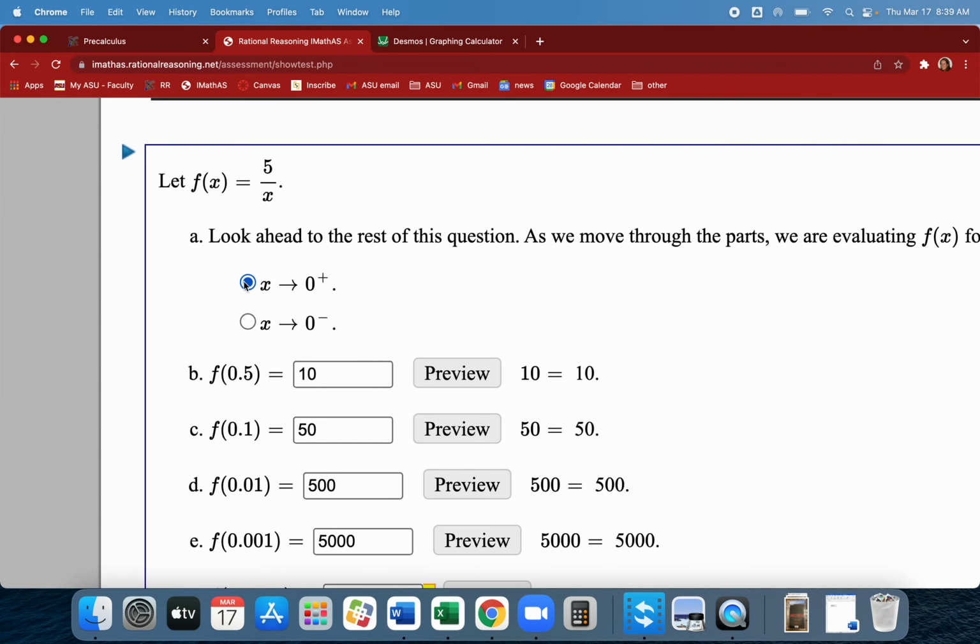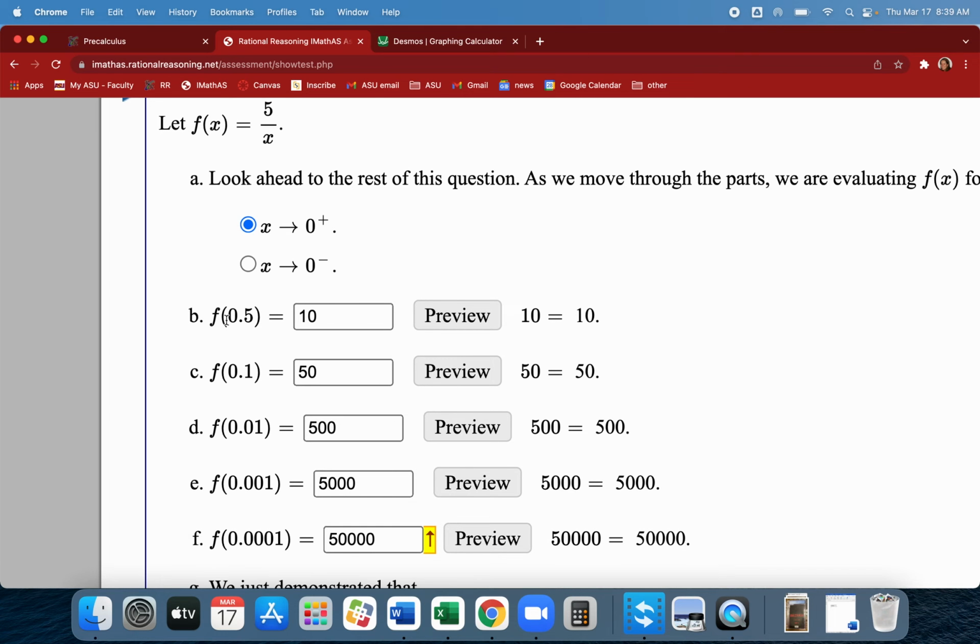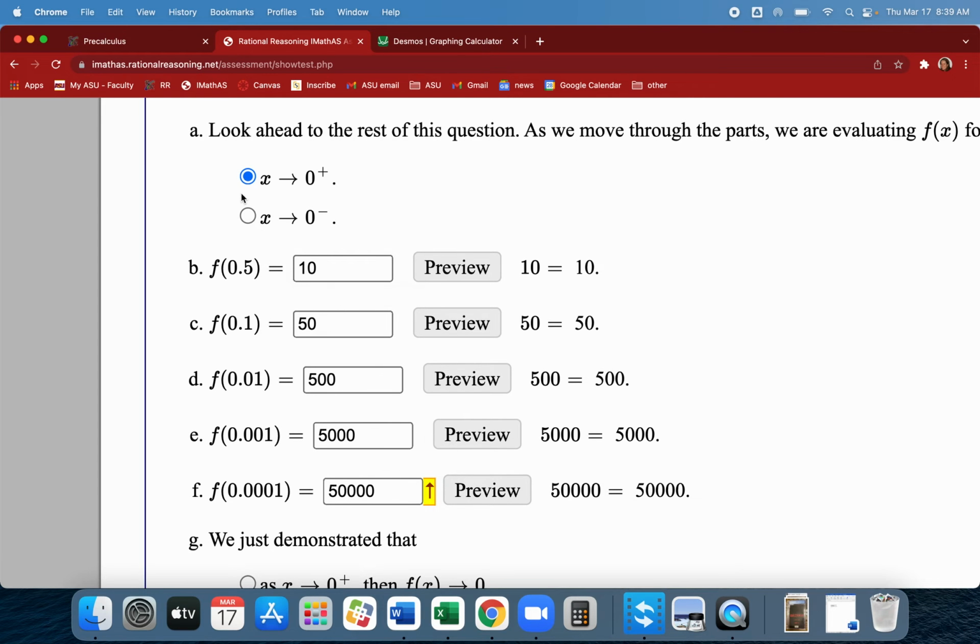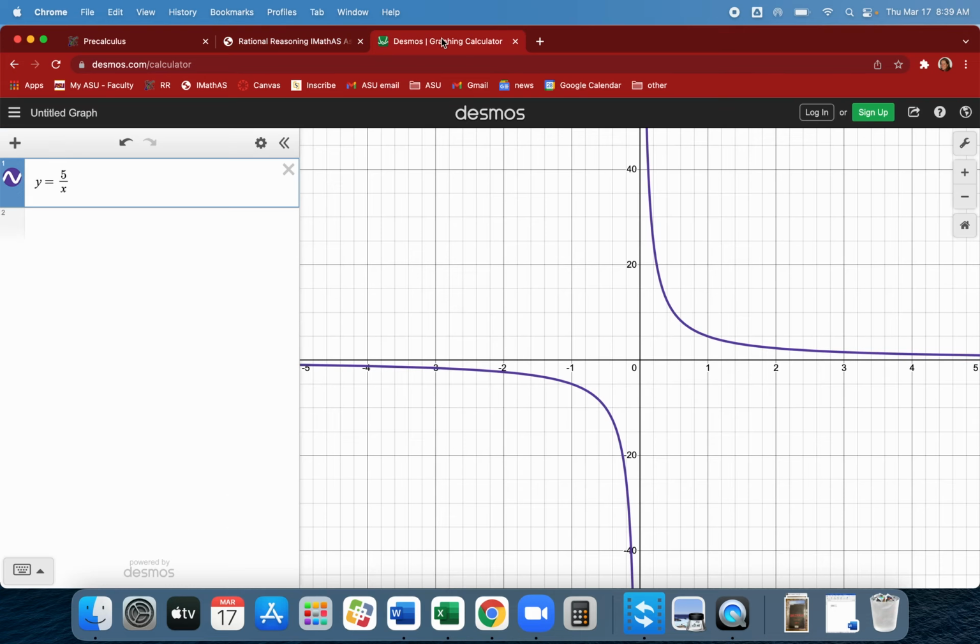Oh, sorry. If I were to use this option instead, I'd have to have numbers in here for x that are all negatives. I thought it was going to switch for me, but it doesn't. But if I change from positive 0.5 to negative 0.5, that just changes this by a factor of -1. 5 over negative 0.5 is -10. 5 over negative 0.1 is -50, -500, -5,000, -50,000, etc.